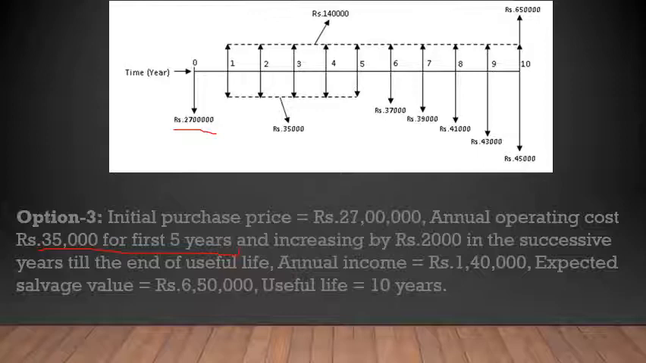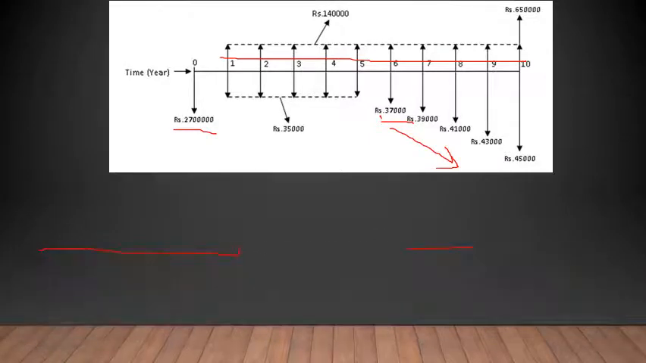Okay. So annual income remains the same for all the 10 years. Cost is increasing from 6th year by an amount of rupees 2,000. So G happens from t is equal to 6. Okay. For first 5 years it is common. From 6th year it is 2,000 additional. So 6th year it would be 37,000, 39,000, like that it increases. Okay. Now let us solve the problem.